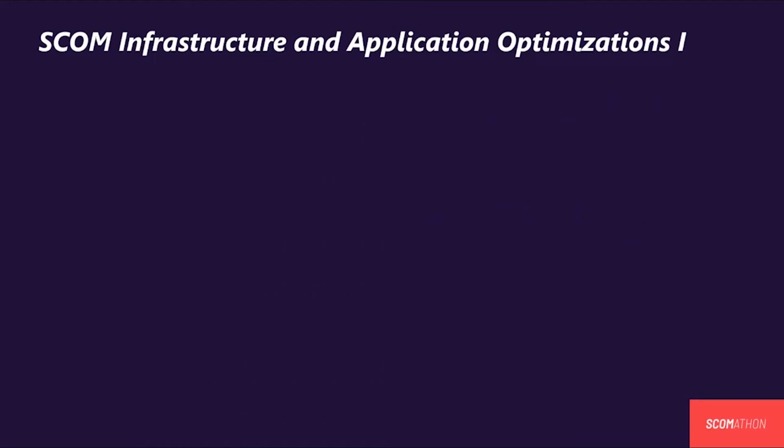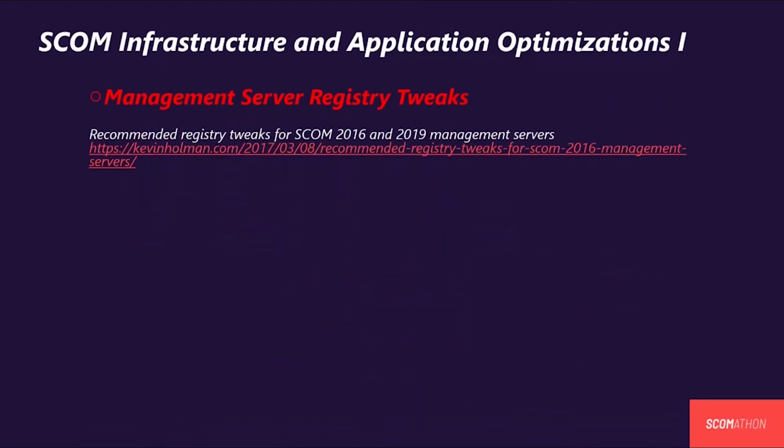The first thing we will start with are some registry keys that are optimizing the health service. Of course, Kevin Holman covers in his article, which you see on the slide, also some other optimizations related to general management server performance. Please go through the explanations in the article so that you really understand what the impact of changing those registry keys is. Later, during the walkthrough, you will see how I handle the optimizations.